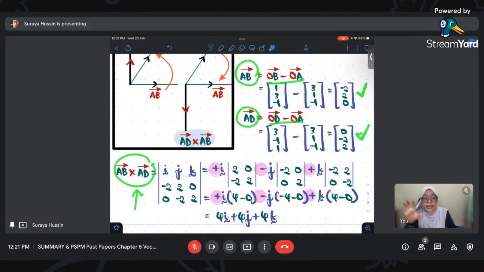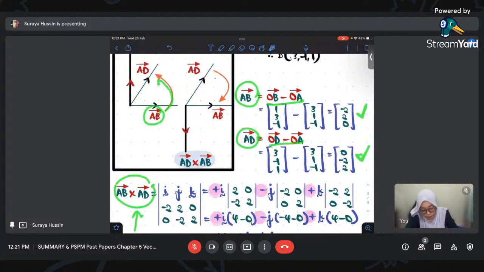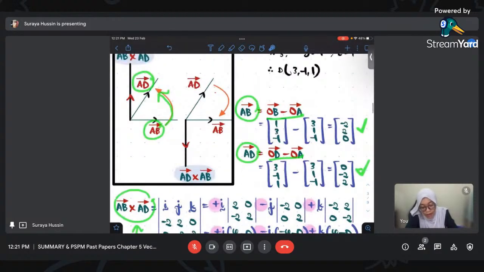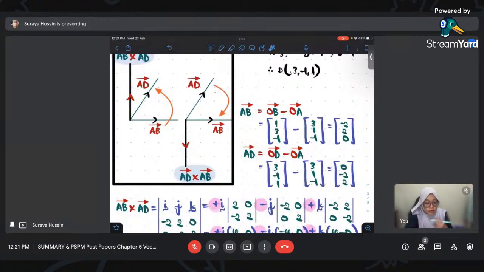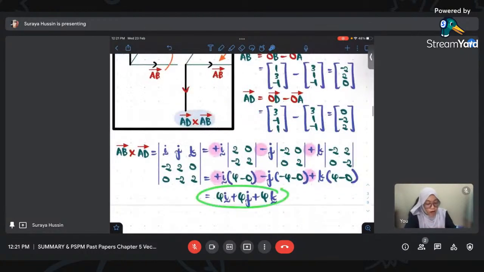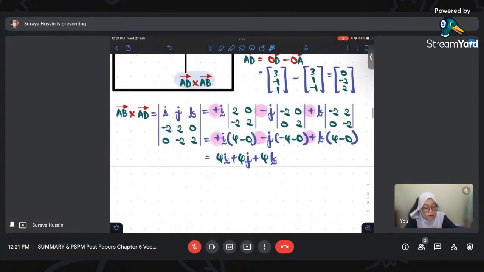Okay, so this is my solution. As I said, I choose this one. Saya yang pilih AB going up AD. So thumbs up, saya yang pilih. Okay, and so I got 4i plus 4j plus 4k vector. Tapi Miss, kalau Miss boleh tak tunjukkan pada kami kalau kami pilih AD cross AB, apa jadi?